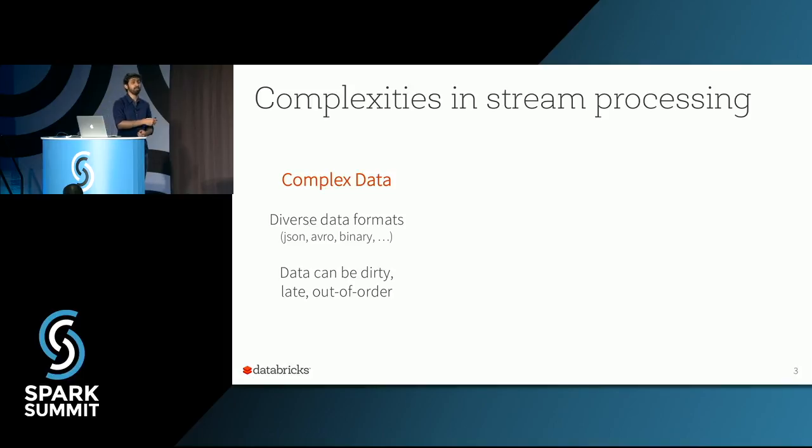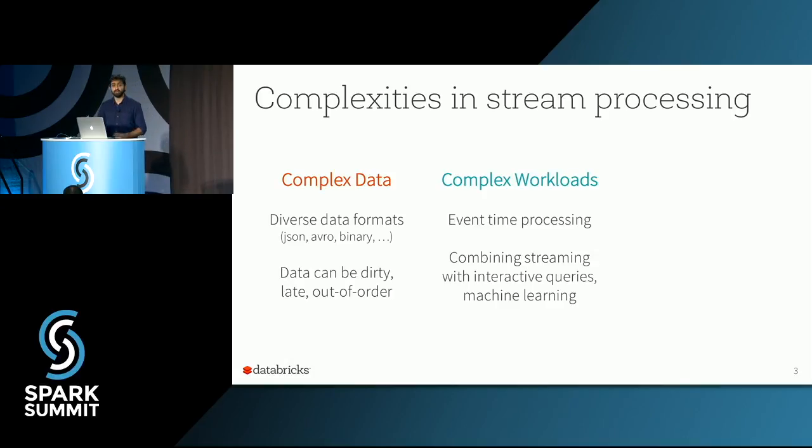And then this data can be dirty. Your data may have missing fields or be randomly corrupted, and your data can be late and out of order. You have to deal with all of that and still reason about what's going on, what the semantics are that you're getting. Then your workloads can be very complex.